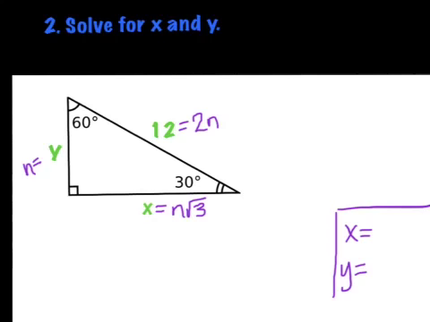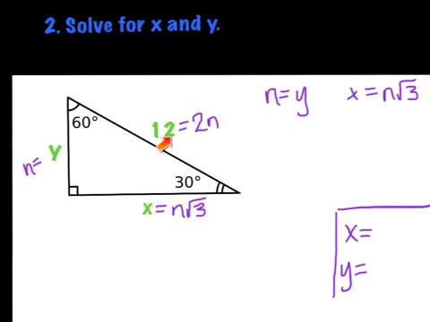Okay, so let's write down the equations that we have to solve. We need to solve for y, so we have n equals y. And we need to solve for x, and we know that x equals n root 3. Okay, so I wrote this one first because it's easier. So we need to know what n is. If we can figure out n, then we'll have y. And then also if we can figure out n, then we'll have x, because we'll just put whatever n is right here.